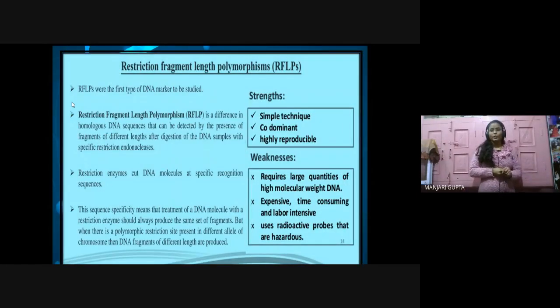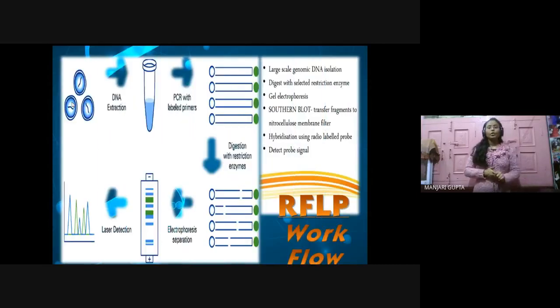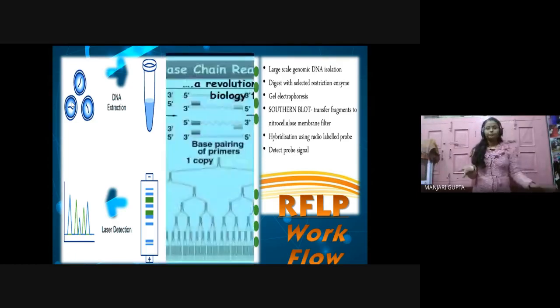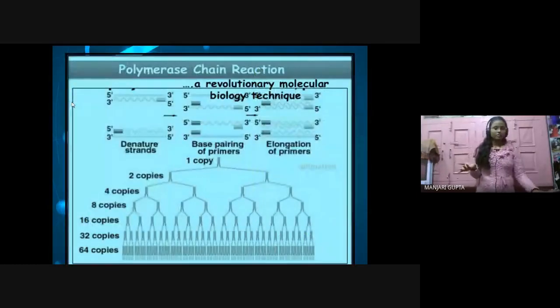This is a hybridization based technique, and the workflow is as follows. First, the DNA is isolated, then digested with the restriction enzyme and separated. The DNA fragments are separated using agarose gel electrophoresis, and then they are denatured into single-stranded DNAs and hybridized using the radio-labeled probe while transferring onto the nitrocellulose membrane filter, and then the probe signal is detected. Next are polymerase chain reaction based markers.